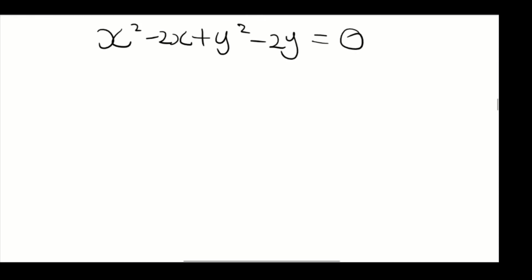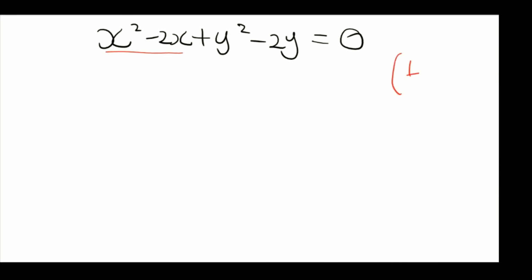So the first thing that we're going to do is write the equation properly. So it's x squared minus 2x plus y squared minus 2y, right, equals 0. What we first need to do here is complete the square. So let's first solve this portion here.